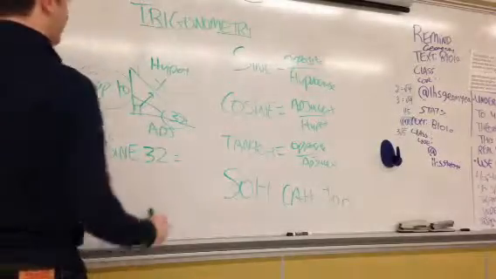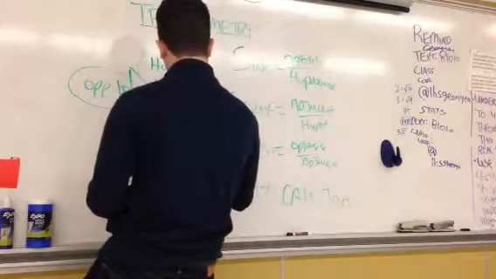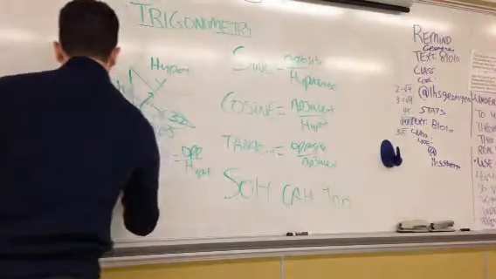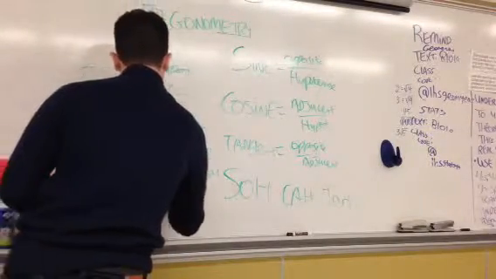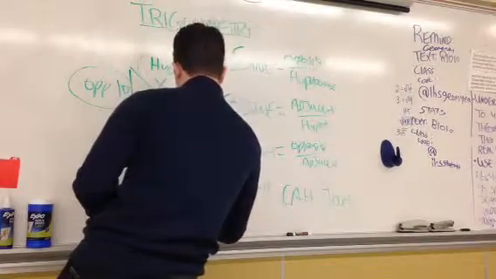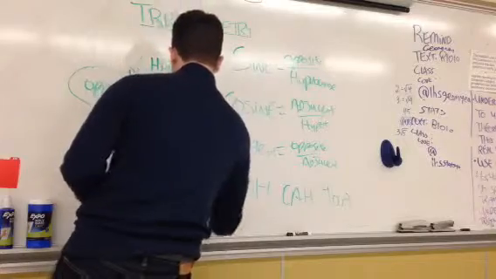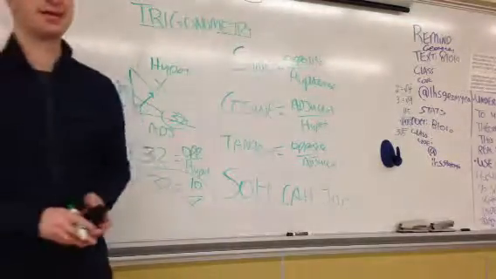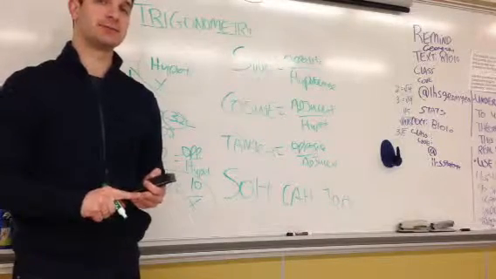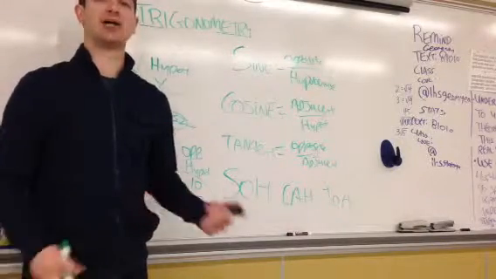So sine of 32 degrees equals opposite over hypotenuse. So the sine of 32 equals 10 over x. Okay? In our next videos, we're going to explore cosine and tangent, and we're going to actually solve these.